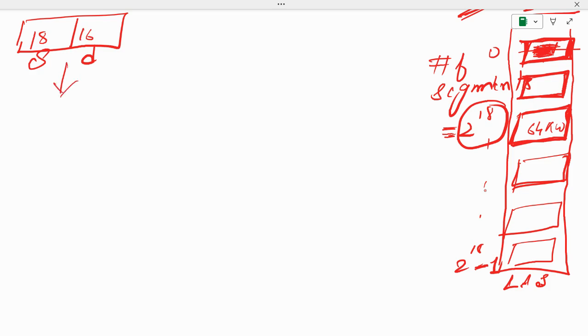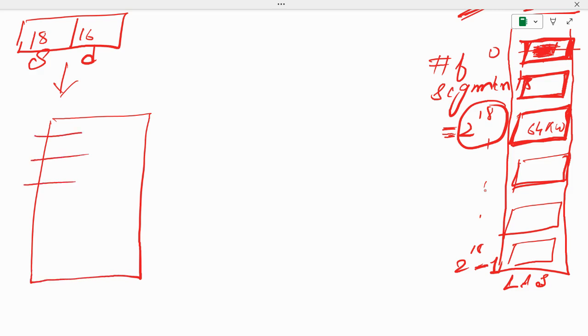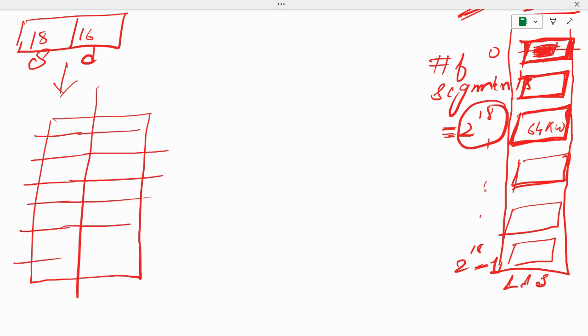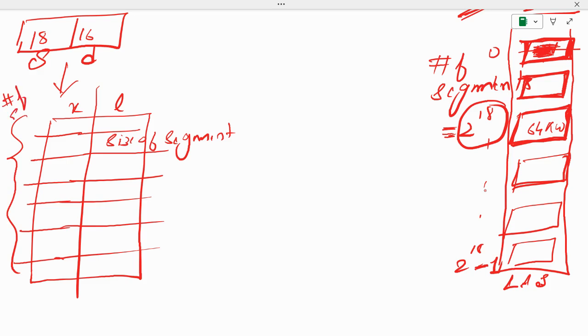Now if it generates this, we have one base table. This table constitutes all the segment numbers and their corresponding page table base addresses. Here X and L: L will be the size of the segment, the size of each segment, right? And X is the base address, with one entry per segment. So each segment is mapped to a particular page table, and X will contain the base address of that page table.